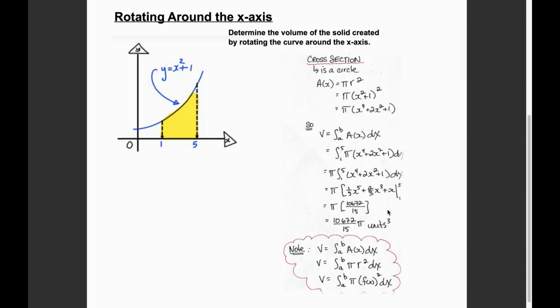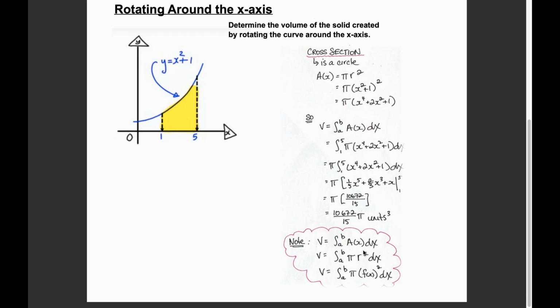And when I do that, I end up getting 10,672 over 15. And I still have to make sure that I multiply it by that pi. So overall, the volume, when I take this function and spin it around the x-axis to create circular cross sections between 1 and 5, is going to end up being 10,672 over 15 pi units cubed.